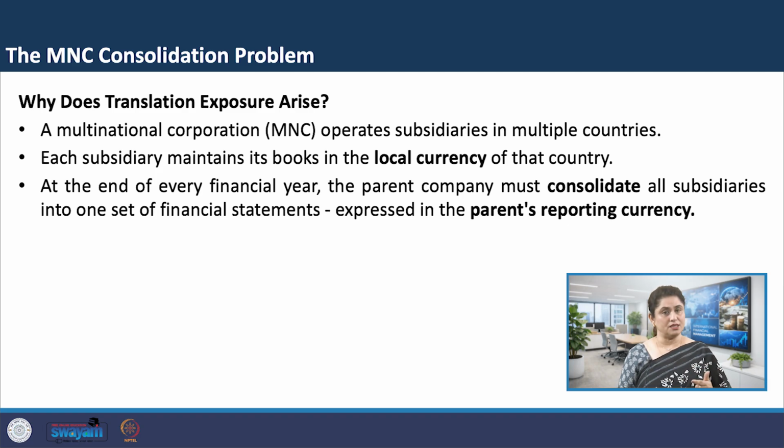The US subsidiary maintains its books in US dollars. The German subsidiary keeps its accounts in euro. The Singaporean subsidiary records everything in Singapore dollars. And at the end of every financial year, the parent company must consolidate all subsidiaries into one set of financial statements expressed in the parent's reporting currency.